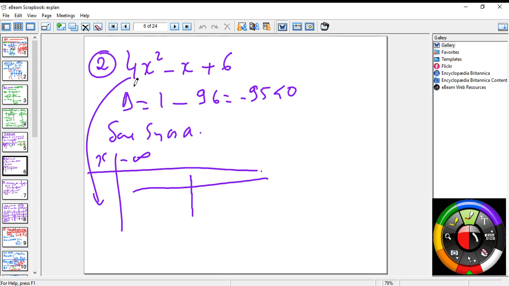Another example, I need to study the sign of 4x squared minus x plus 6. If you use your calculator, you're going to see that you have complex numbers as the solution. So delta is negative. What does it mean? Same sign as a. So what is the sign of this one? It's all the time positive. And here you need to write this equation. Here I don't have a space. So this is positive all the time.